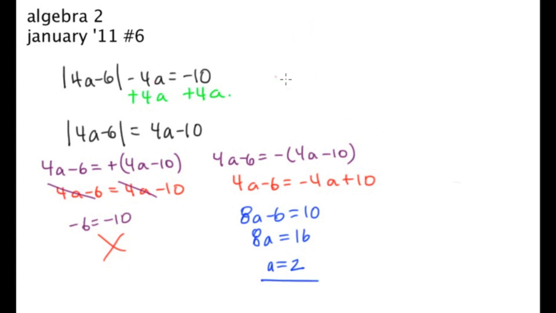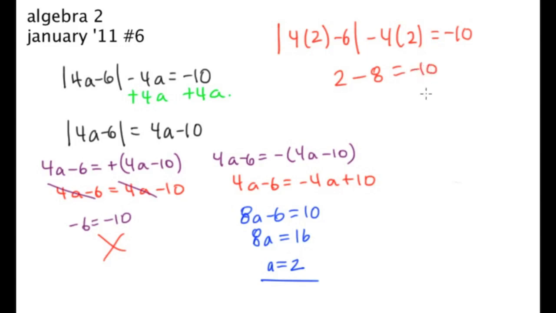But we have to plug this back into the equation just to make sure that we have the right answer. So we have 4 times 2 minus 6 minus 4 times 2 equals negative 10. Actually, let's undo that because that looks kind of messy. So 8 minus 6 is 2 here, and we get minus 8 here, equal to negative 10. Now we get negative 6 is equal to negative 10, which, as you can see, is the same thing we got here. They both don't make sense, and they're false.